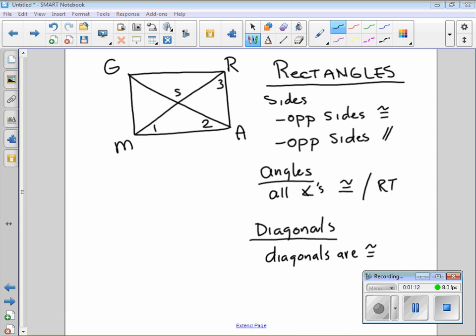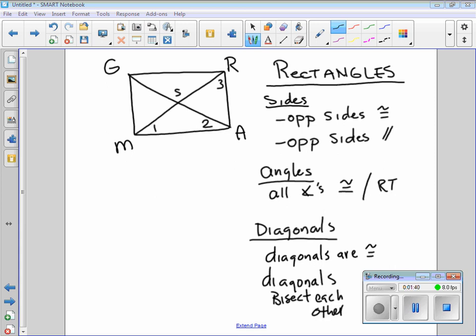Okay, so in the category of sides, opposite sides are congruent, opposite sides are parallel. In the category of angles, all the angles are the same. They're right angles. And in the category of diagonals, the diagonals are congruent. So in my diagram, GA, if it was 10, then RM is 10. As well as the diagonals bisect each other. So we need to remember that.